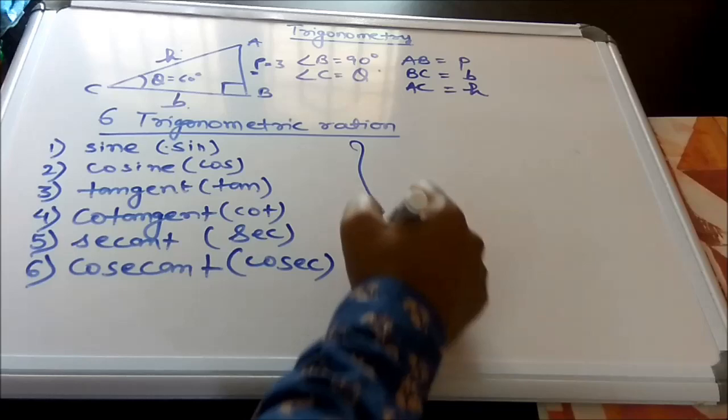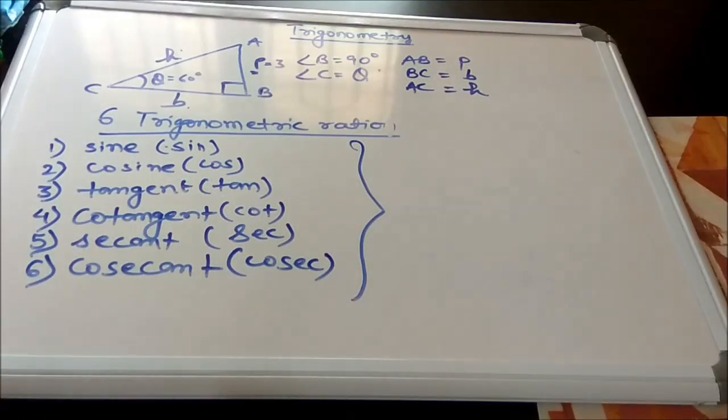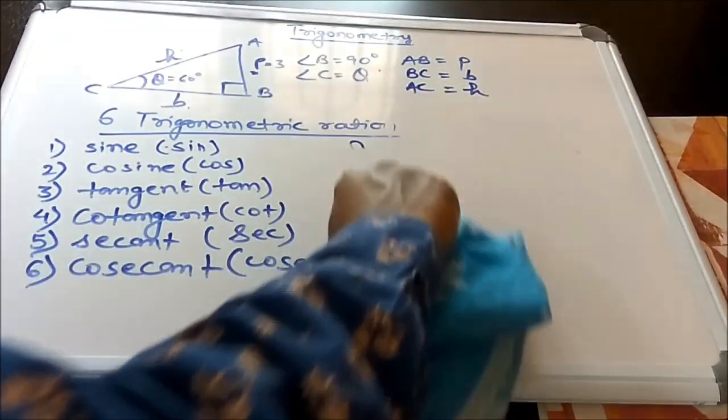So all these six are nothing but the ratios, trigonometric ratios. Once we determine the value of these trigonometric ratios, we will be able to find the relationship between the sides and angles of a triangle. If some sides and angles are given, we will be able to determine the other sides and angles. So let us see what is the value of each trigonometric ratio.